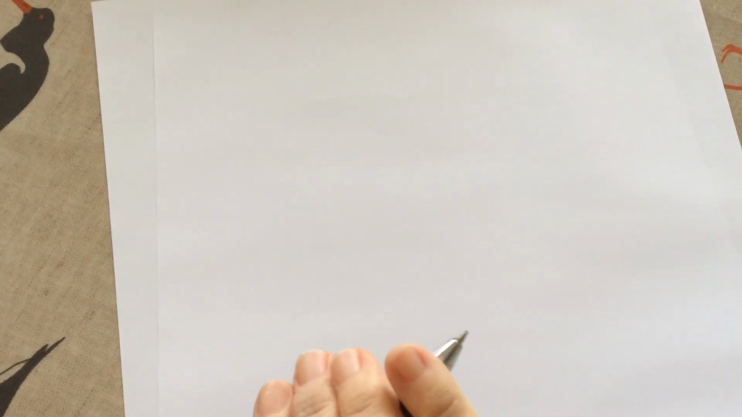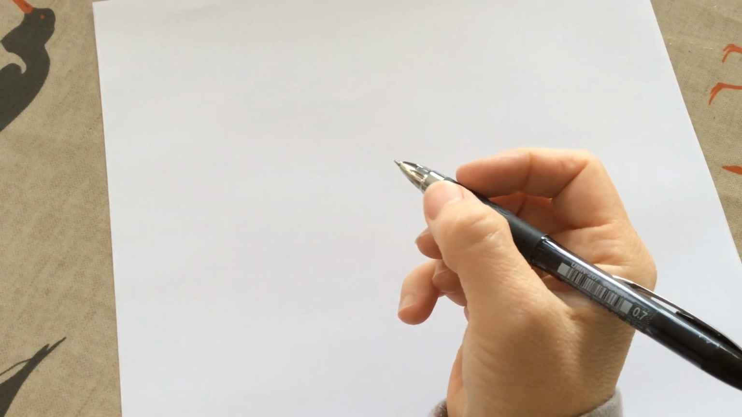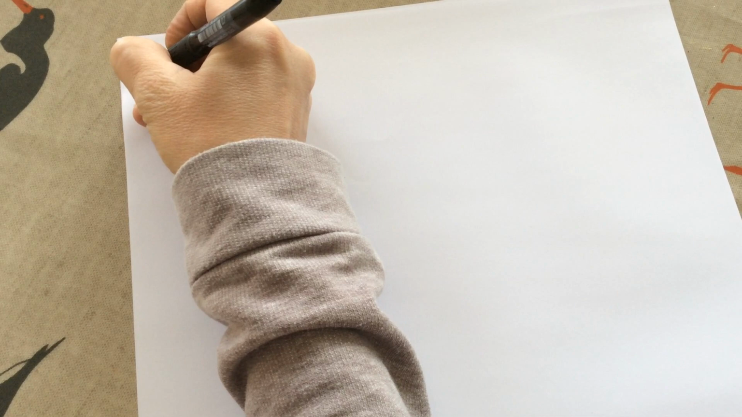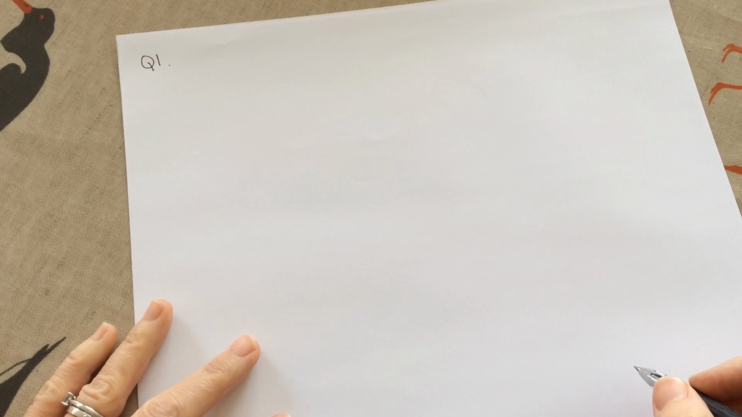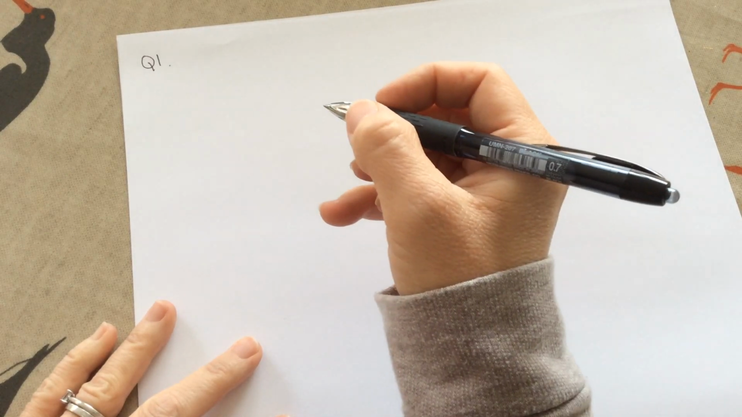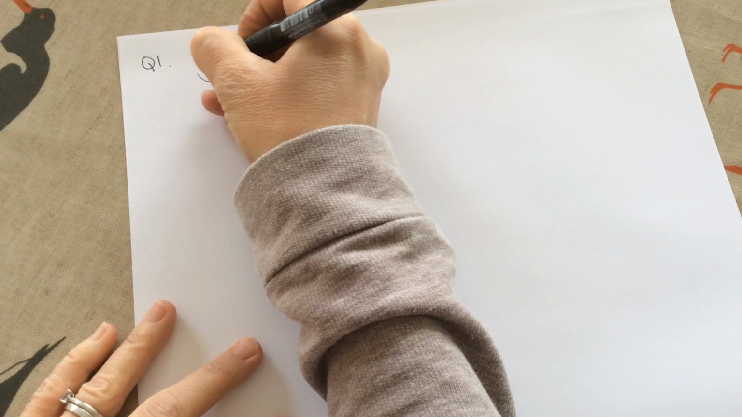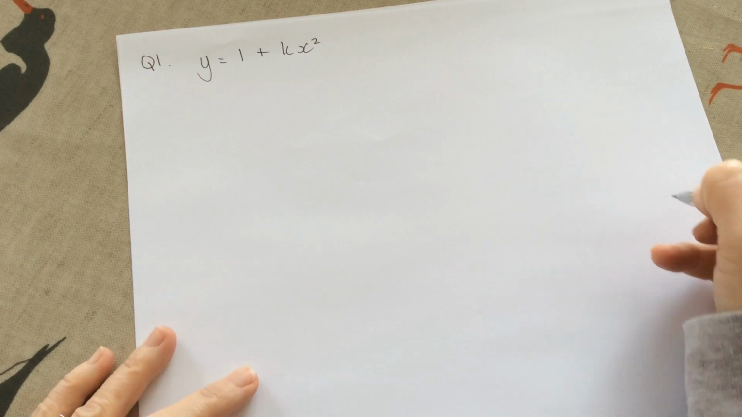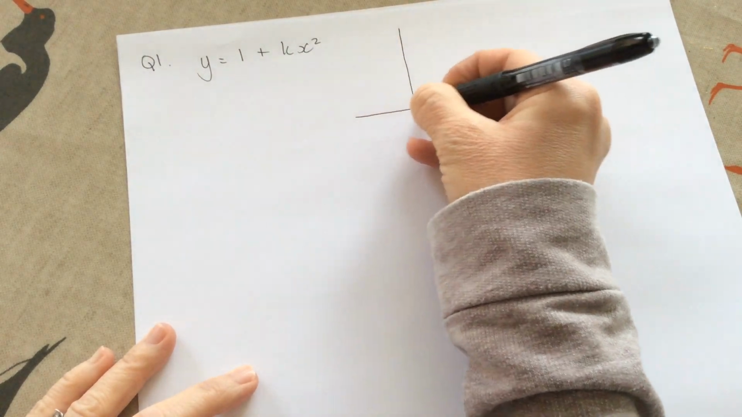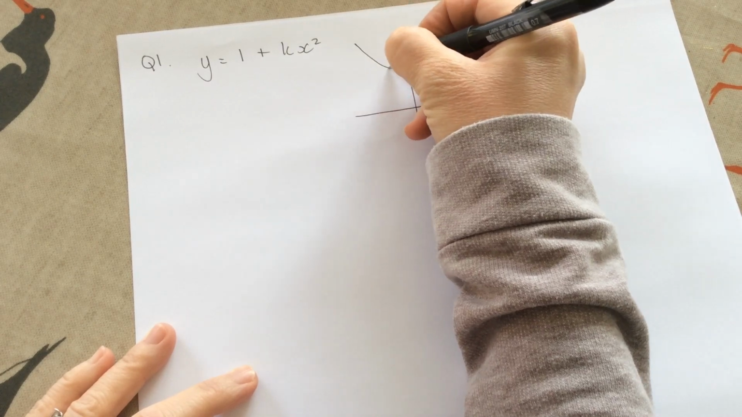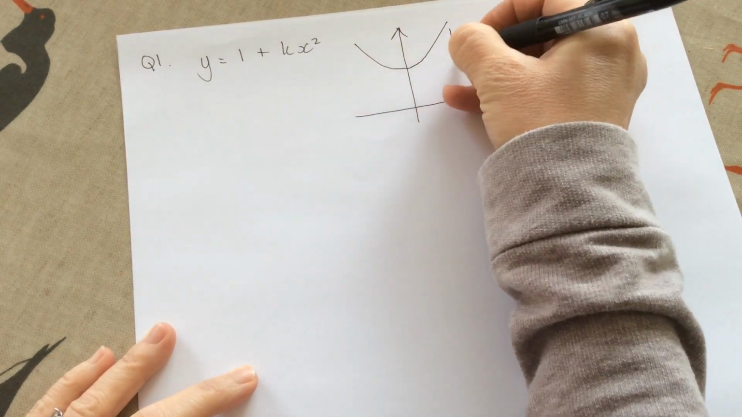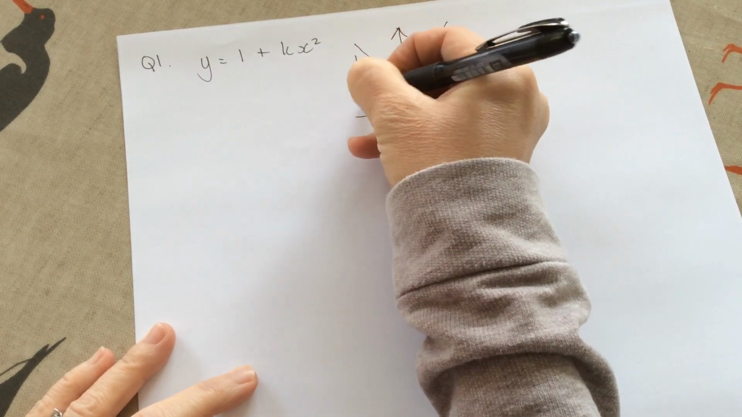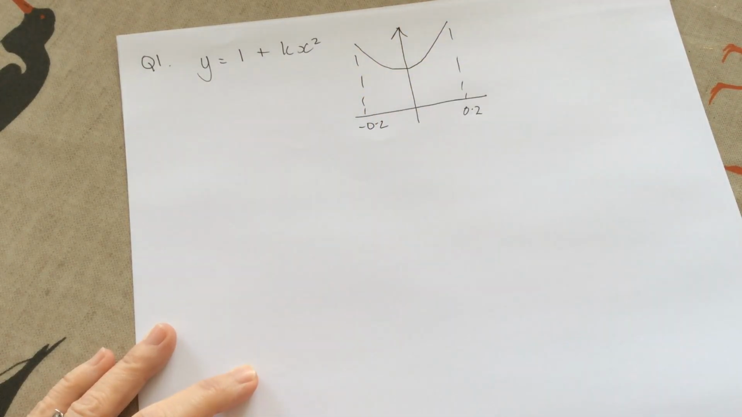Okay, so I'm going to go through the volumes of revolution exam questions that I set you. The first question was about the bird bath, and it asked you first of all to suggest the maximum depth of the bird bath, given that the curve that we were working with was y equals 1 plus k times x squared. And we'd been given a graph of it that looked something like that. This is 0.2 and this is minus 0.2.